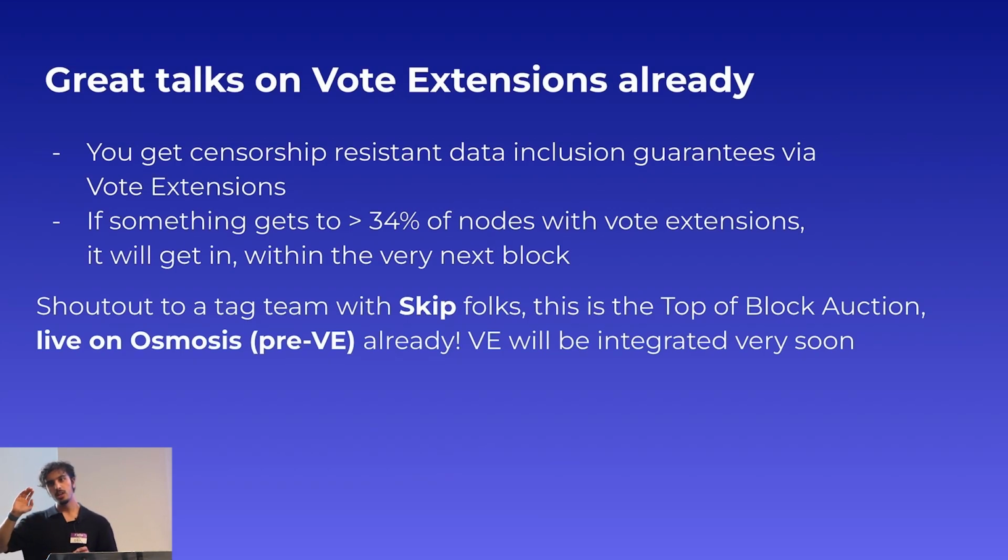If I'm a user, I can send a transaction to 34% of stake. If they all give me an inclusion commitment, like a pre-comp that they've seen this, then I know that I will be included in the next block, and I've removed the dependence on the next block proposer. Shout out to the Skip folks, their top of block auction work is actually exactly this in Osmosis. Right now it's pre-vote extensions, and soon we're upgrading to having vote extensions, and it'll be live. So very exciting.